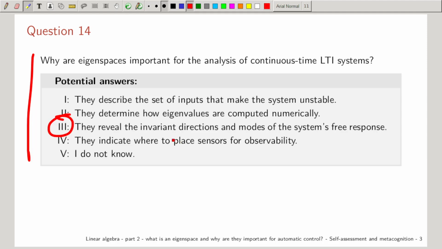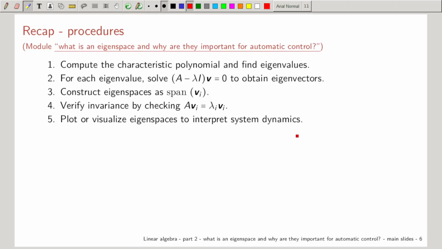Three. Invariant directions. In which sense invariant direction? I've got x that goes into lambda x. That means that the derivative is pointing in the same direction. It's a direction that is invariant. True? And in a certain sense, it's the modes of the system response, of the system's free response.